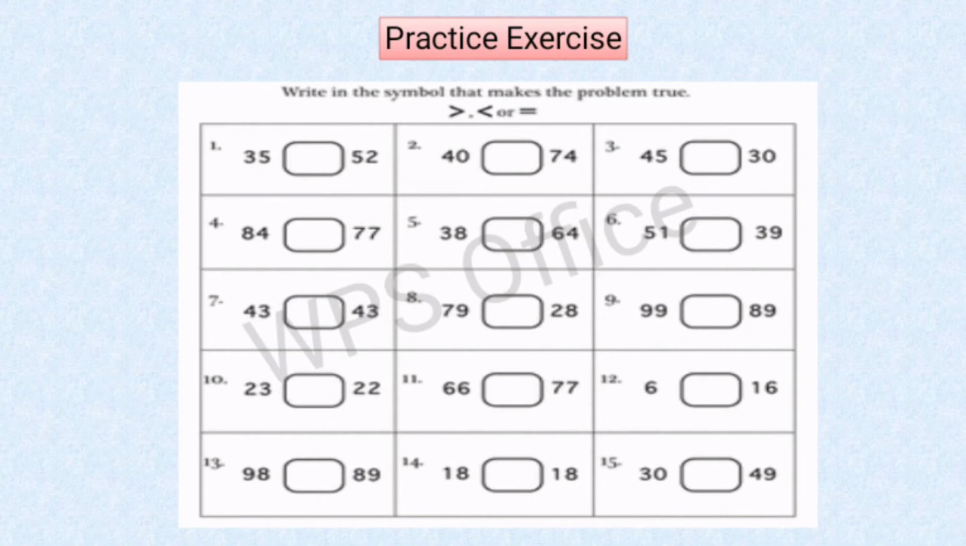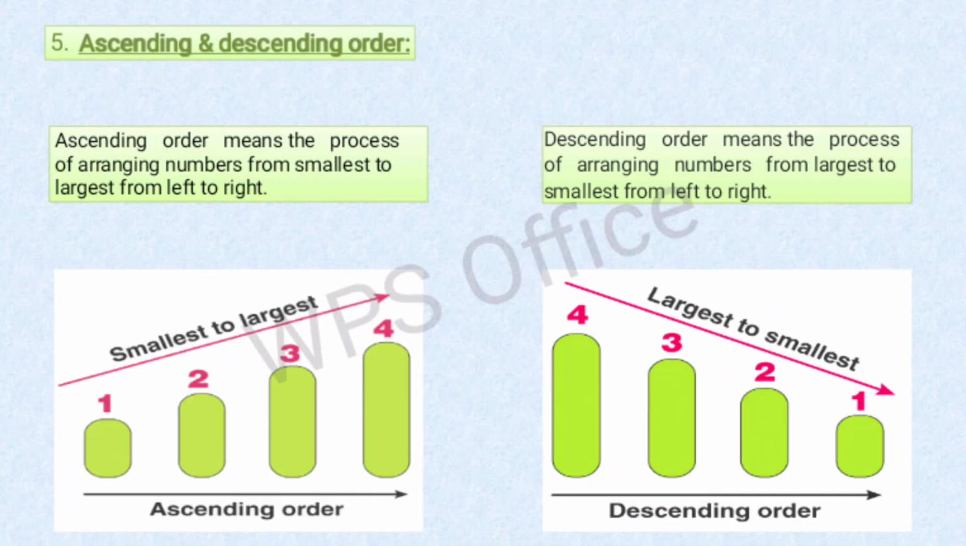In the 10th box, 23 is greater than 22. In 11th, 66 is less than 77. In 12th, 6 is less than 16. In 13th, 98 is greater than 89. And in 14th, 18 is equal to 18. In 15th, 30 is less than 49. Now let's move further and we will see ascending and descending order.